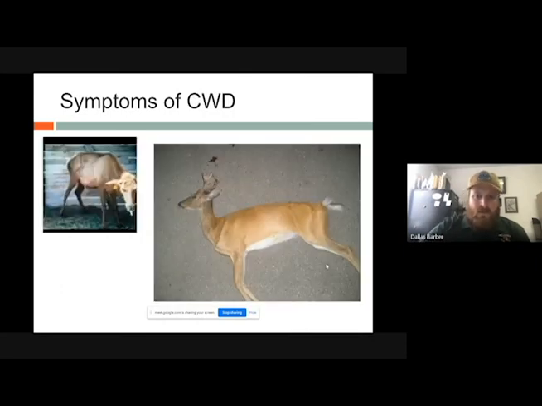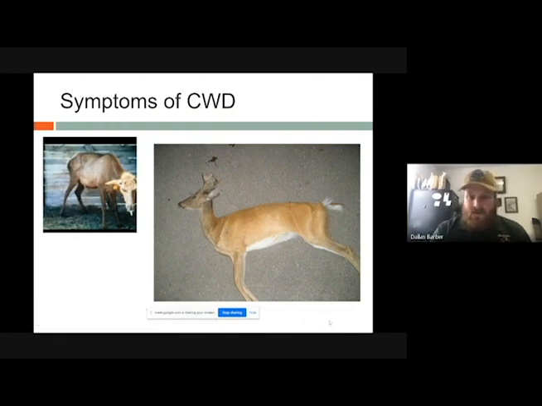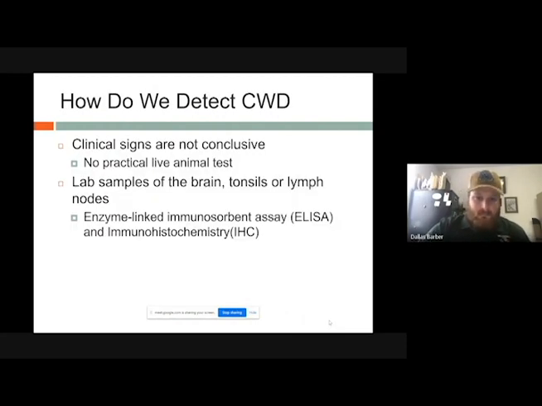Here's a couple picture examples of both of those. You can see on the left, here's a classic picture of that A-frame stance in an elk, head hanging, feet spread apart and drooling. Also, you can see some of that pelvic girdle starting to show itself. The other one here is actually a picture that I received from my counterpart in Arkansas. Although this is a young buck and he does appear a little bit thin, other than being obviously a roadkill deer, he appears pretty healthy. But that deer actually tested positive for chronic wasting disease.